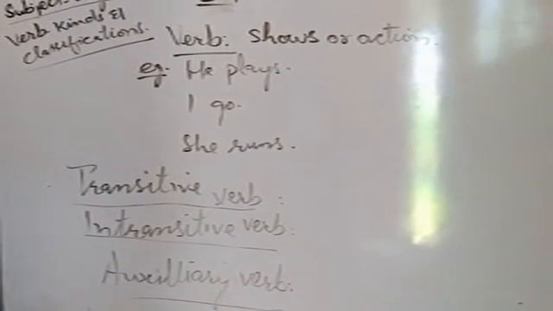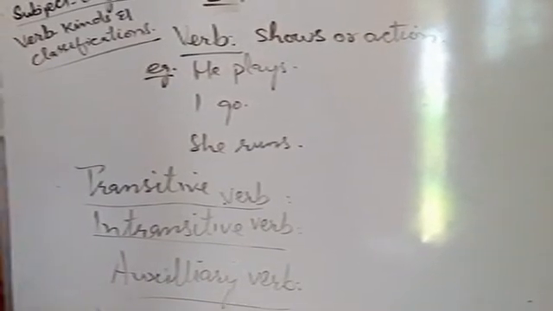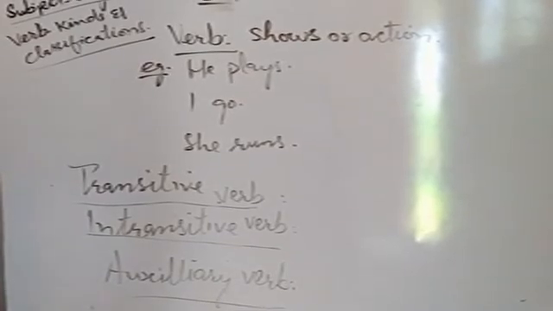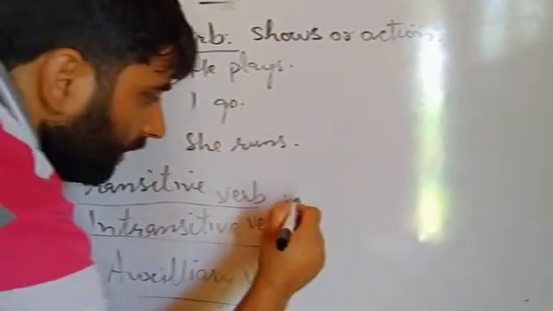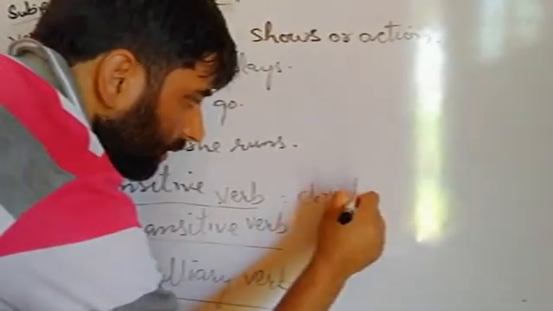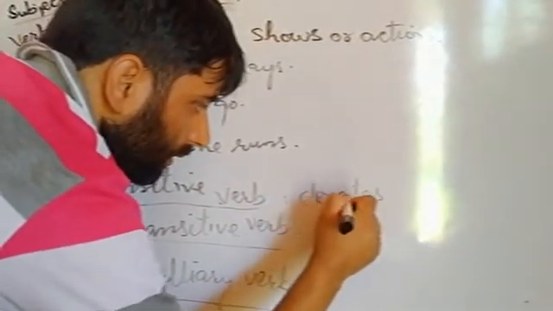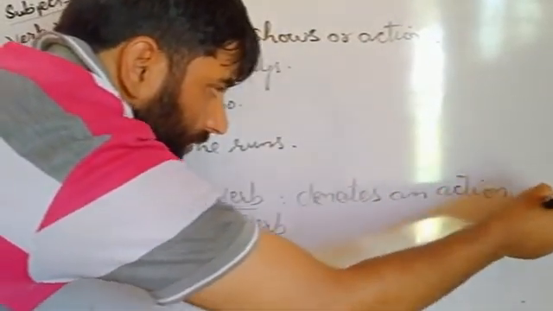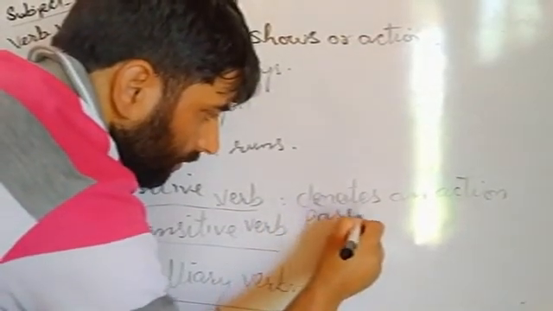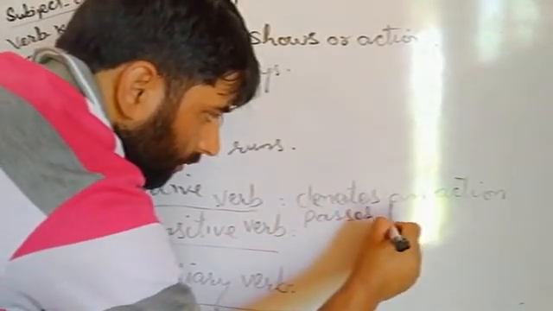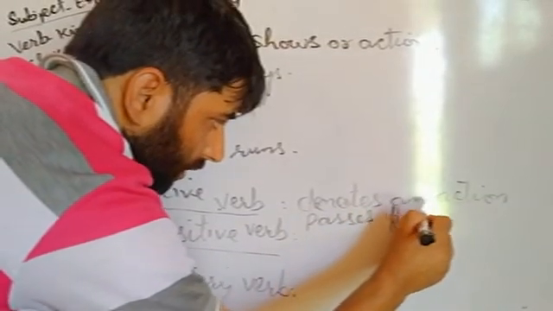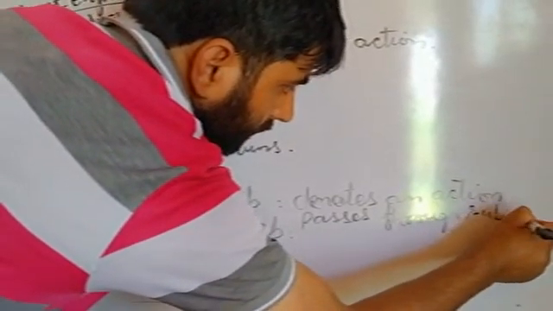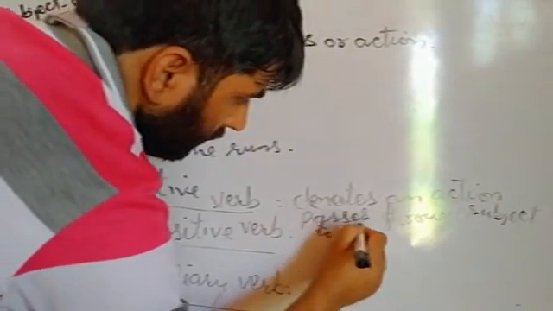A transitive verb is a verb that we use when it denotes an action which passes from the subject to the object.